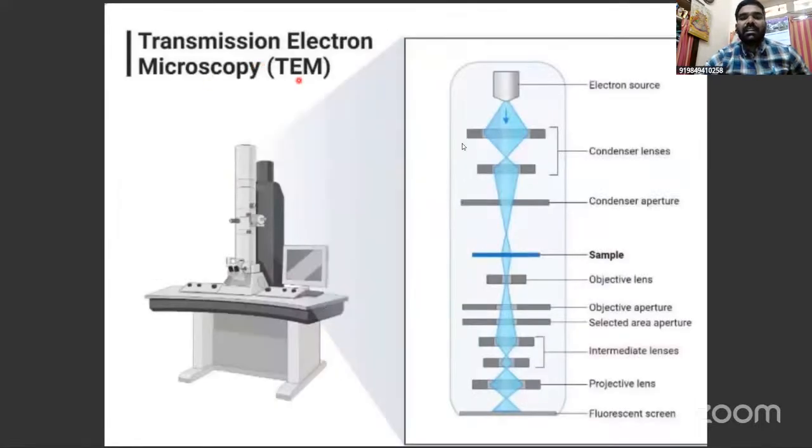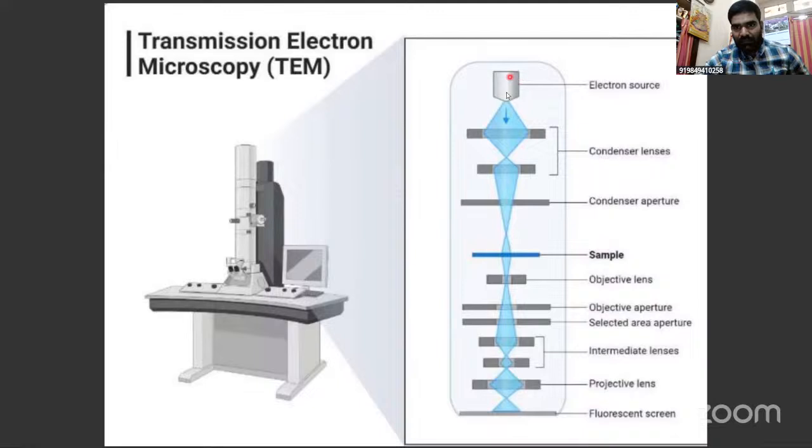So this is the transmission electron microscope. This is the electron source. These are the two condenser lenses. This is the condenser aperture. This is the sample. This is the objective lens, objective aperture, selected area aperture, the intermediate lenses, projective lenses, and the fluorescent screen. This is the fluorescent screen where the image of that sample or specimen can be observed.